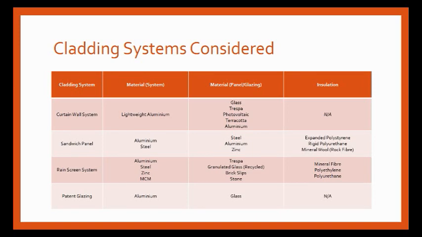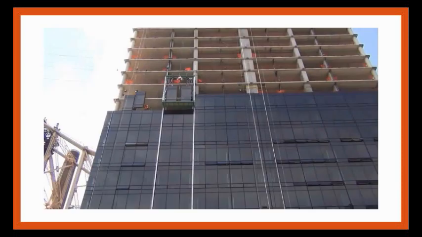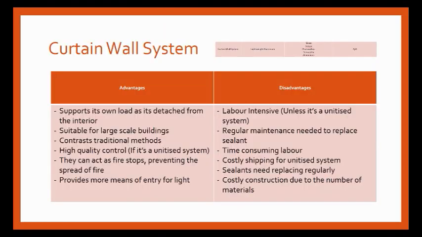After considering all the possible systems, I decided to remove sandwich panel cladding from my selection as it's very similar to rain screen systems. Curtain wall systems, typically used for large-scale buildings, consist of an aluminium frame with infill panels, usually referred to as glazing. The system has the ability to have good quality control as you can have them factory pre-made and delivered on site, but this can prove to be costly due to transportation costs. Maintenance can also be costly due to the sealants needing frequent replacement, and the embodied energy is high due to the range of materials needed in this system.